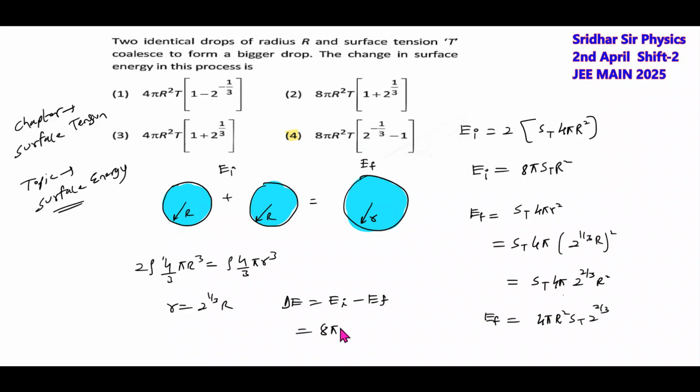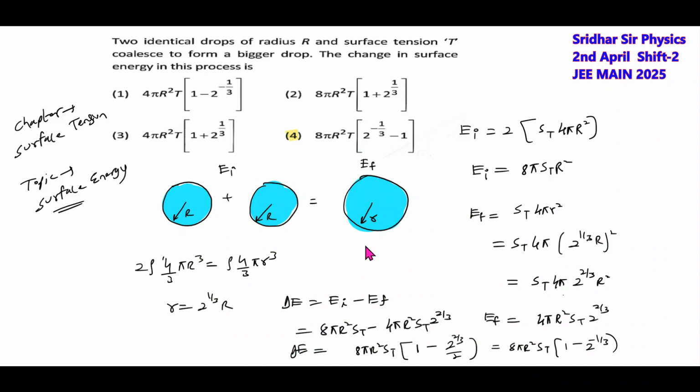8 pi r square ST minus 4 pi r square ST 2 to the power of 2 by 3. If you take 8 pi r square ST outside, here it will be 1 minus, so 8 pi r square ST, 1 minus 2 to the power of minus 1 by 3. Change is asked, so you can pick up this one.